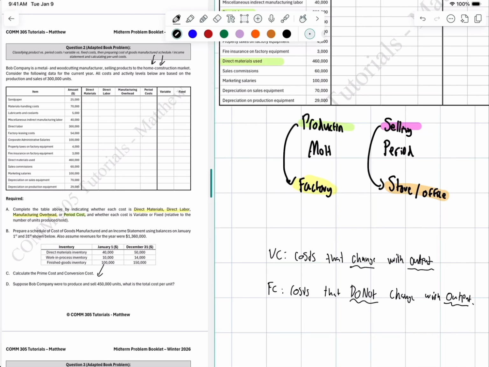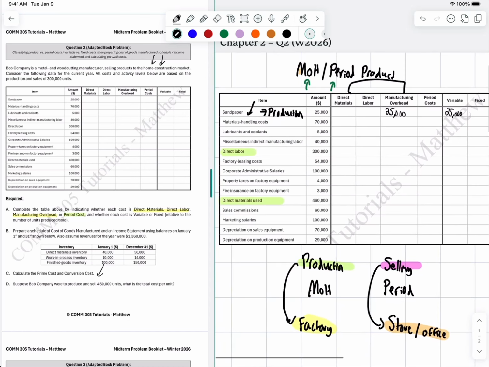Okay, so in my opinion, guys, sandpaper is variable because the more you want to make, the more that you'll end up sanding down. Therefore, it's going to vary with production and sale levels. Okay, next, material handling costs.